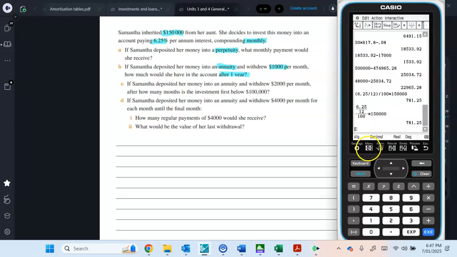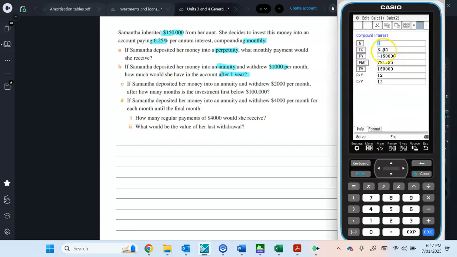So let's go back to the financial solver. We'll keep what we've got in there because some things are the same. So it's still 6.25%. I'm just going to get rid of stuff that we're going to have to change. Still invested $150,000. She's now receiving a payment of $1,000, and we want to know the future value after 1 year. So N is going to be 12.